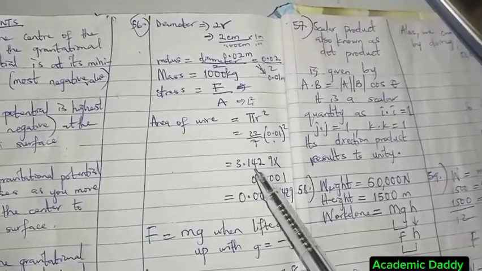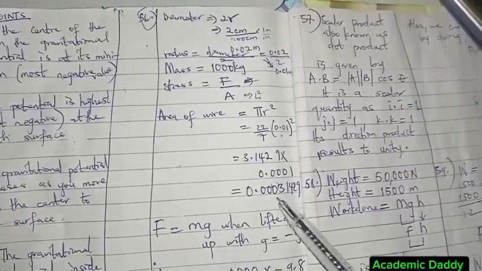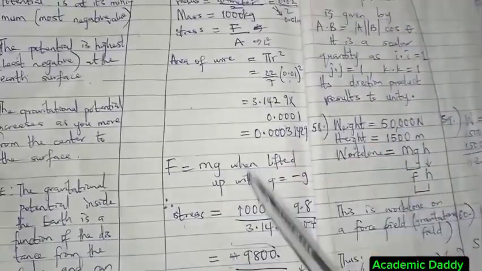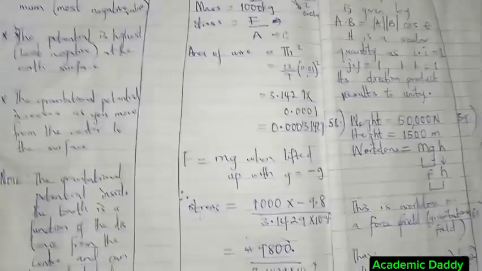So by the time you do it, you get 0.00311429. So F is mg when lifted. Like when you're talking about lifting something, or something going up and down, F is no longer just F but mg.